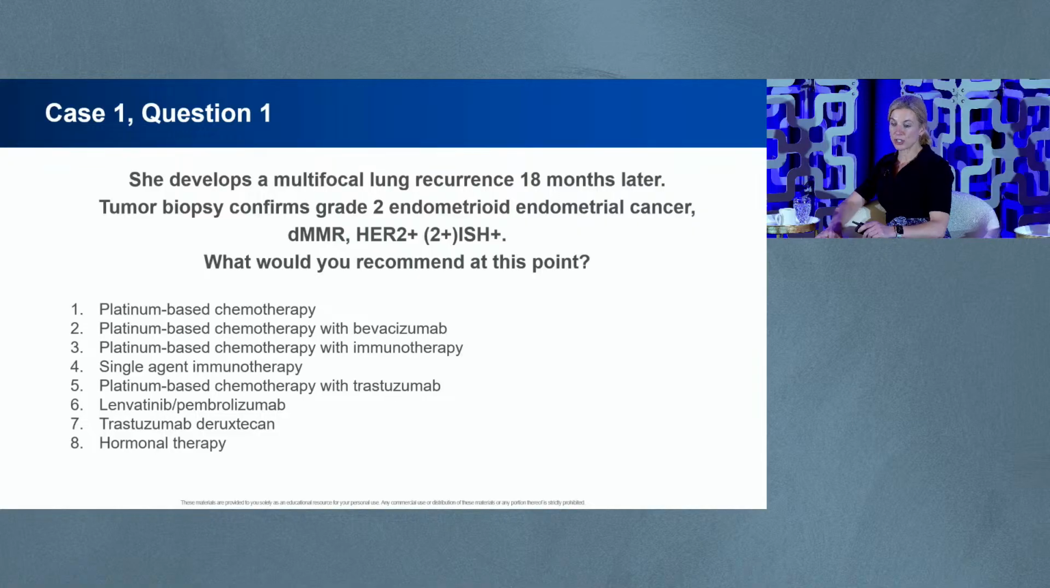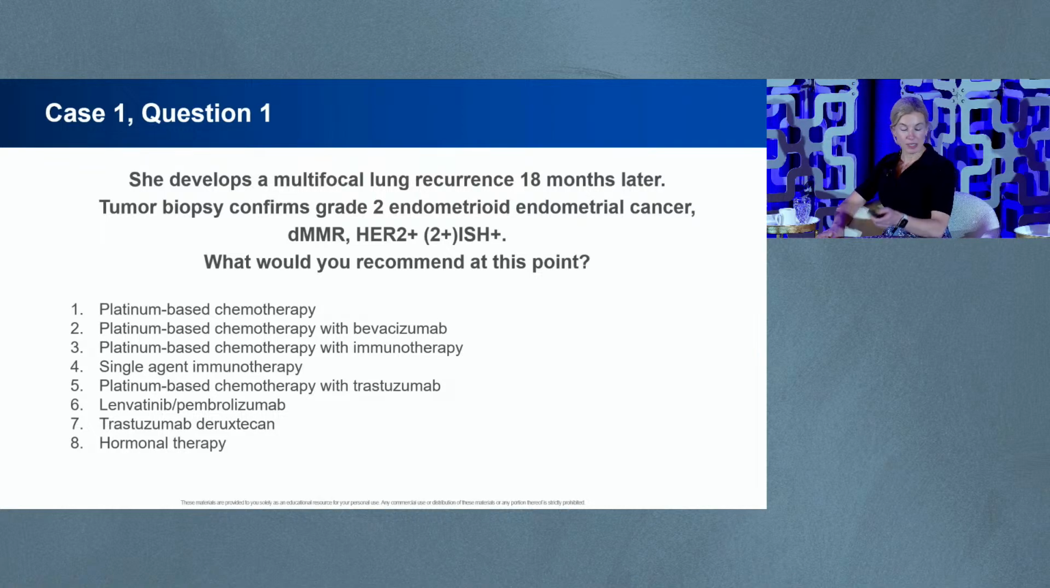So the first question here, so now 18 months later, she develops a multifocal lung recurrence. Tumor biopsy confirms that she still has a grade 2 endometrial cancer, but now metastatic to the lung. The tumor is mismatch repair deficient, HER2, 2+, FISH positive. What would you recommend at this point?